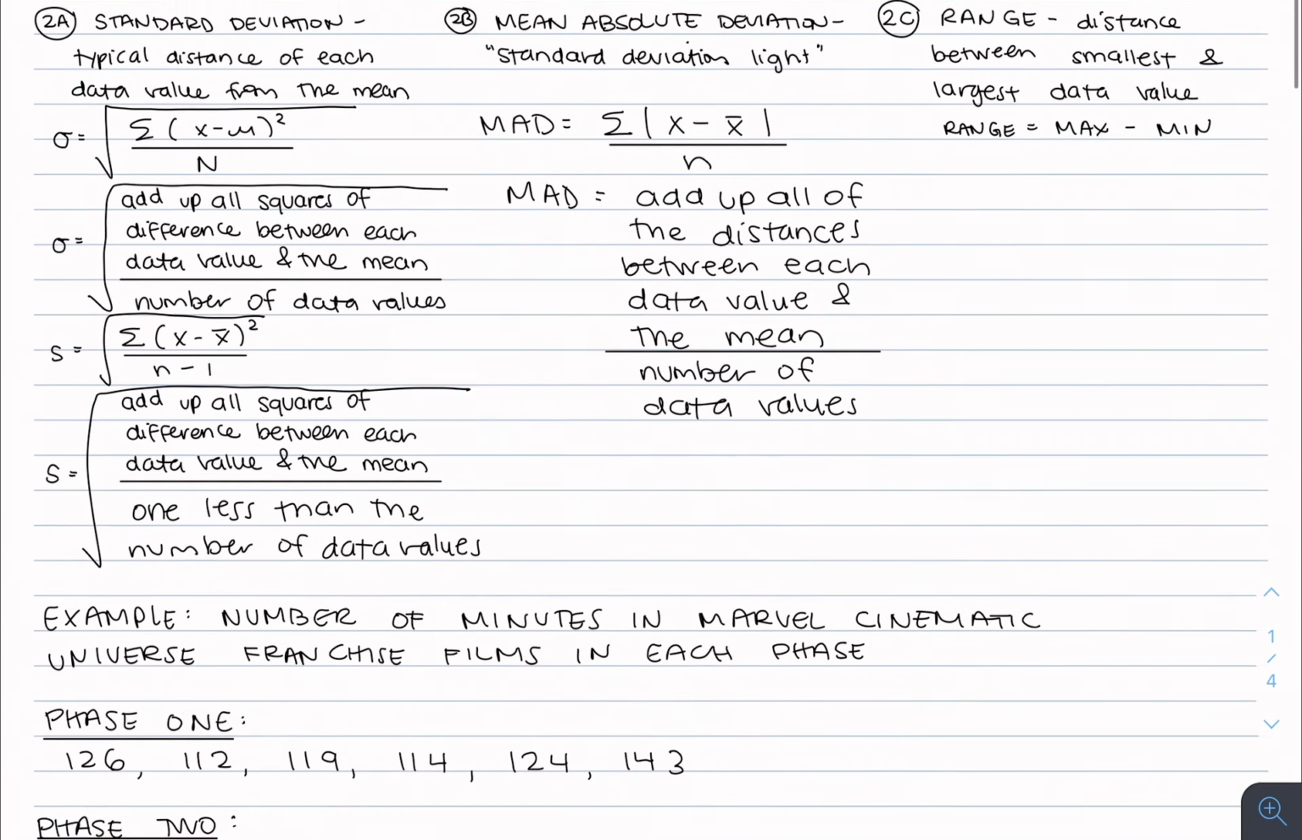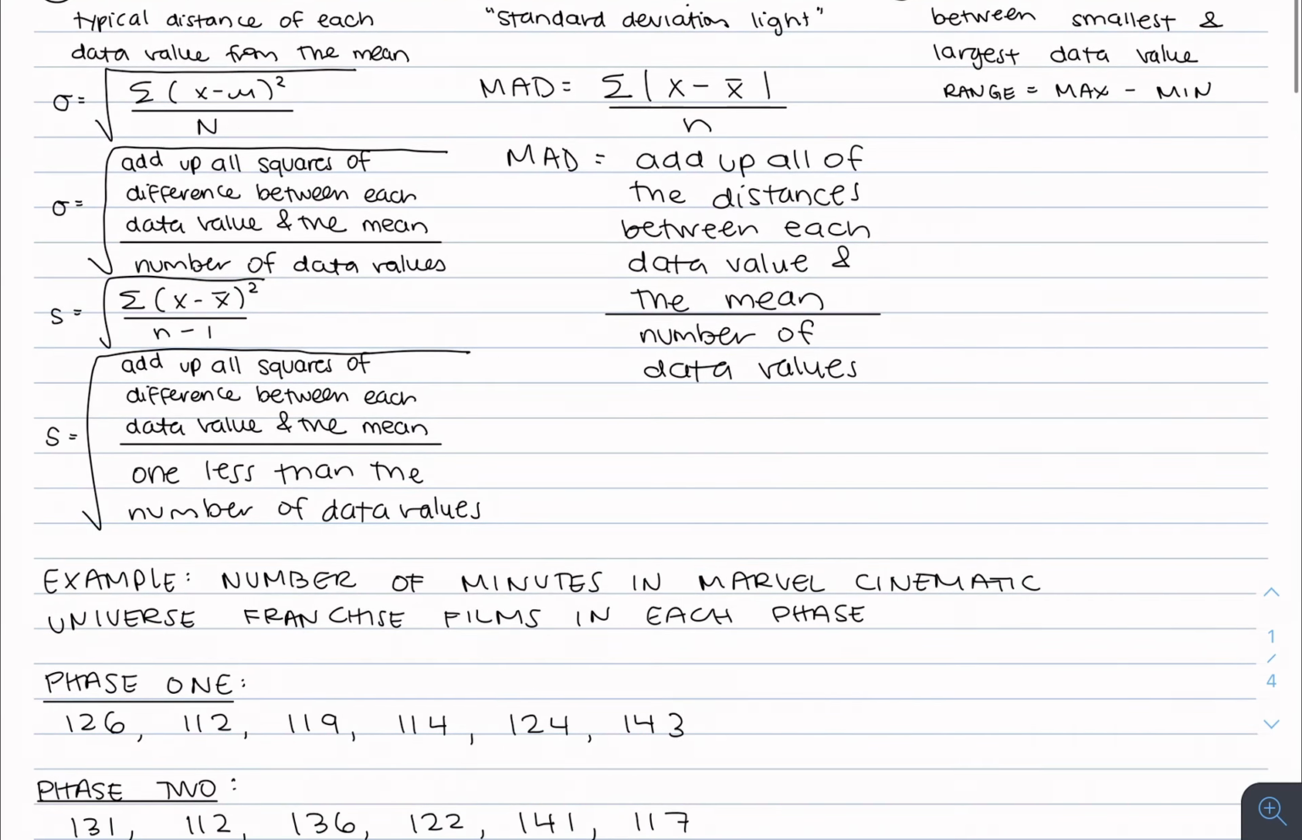Next are measures of spread, and these are what I was calling the typical distance of the data. We have three different measures of spread. The first is standard deviation, and it relies on the mean. Standard deviation is the typical distance of each data value from the mean. There's a very complicated formula going on here. If you're using a population, you're going to call it sigma.